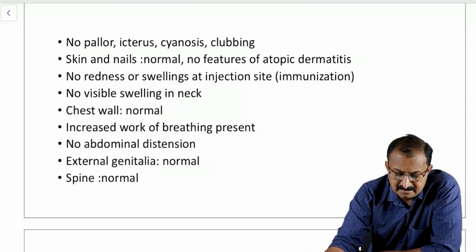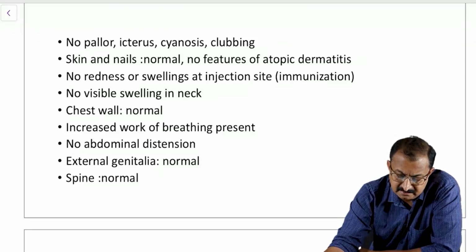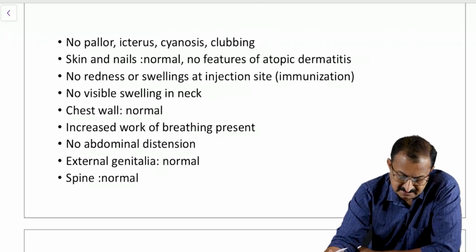No pallor, icterus, cyanosis, clubbing. Skin and nails are normal, no features of atopic dermatitis. No redness or swelling at the injection site. The baby had recent immunization, so you can look at the injection site. No visible swelling in the neck. Chest wall normal. Increased work of breathing present.